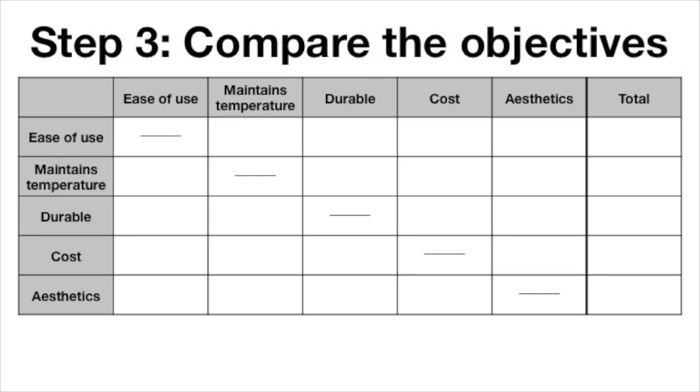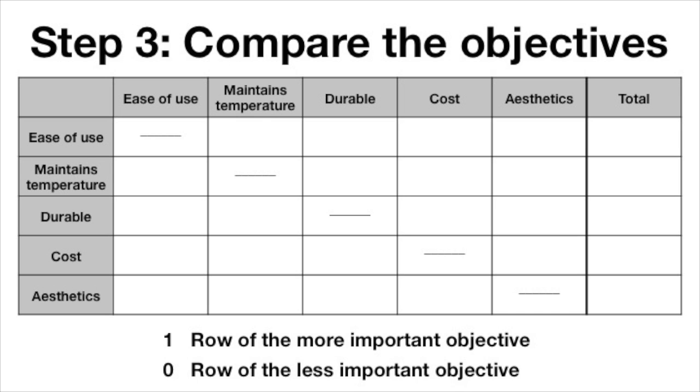So step 3 is to move through the whole chart and compare 2 objectives at a time to determine which one is more important. Here we'll score a 1 in the row for the objective that is more important and a 0 in the row for the objective that is less important. First, looking at the chart, you'll notice that objective pairs intersect twice in the chart. So let's first look at ease of use and maintained temperature. Here, ease of use and maintained temperature intersect in 2 different boxes as shown.